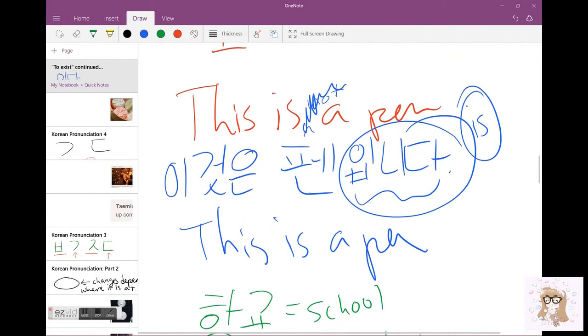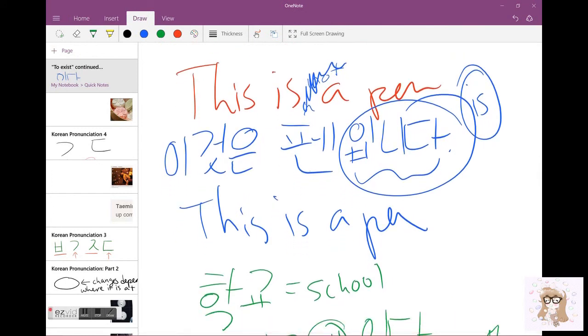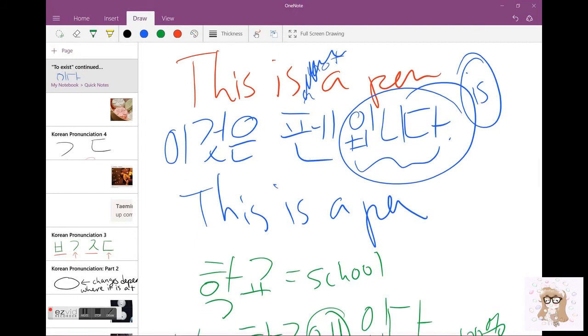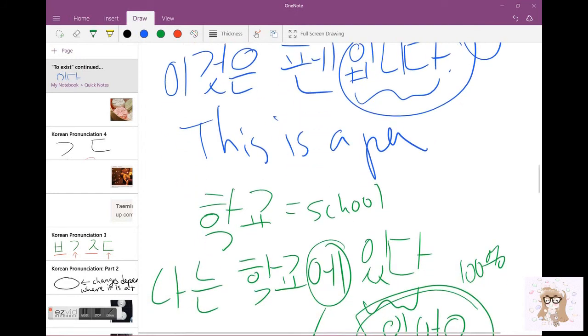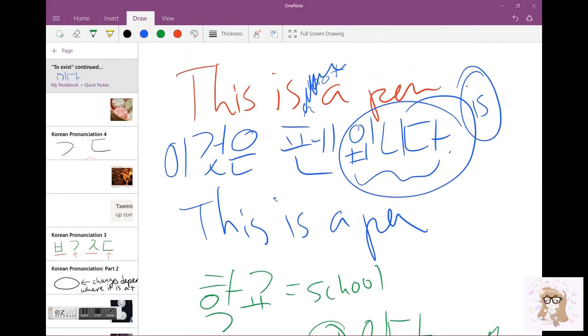And then the place thing I reviewed. Then got confused with imnida, but got it. How to say this is a pen. Again, in this case, I didn't have to use i, I don't think, or ga, or rul, because, yeah, I don't think the lady wrote that down. Okay, unless I wrote too fast, because it's horrible. I am so bad at this.